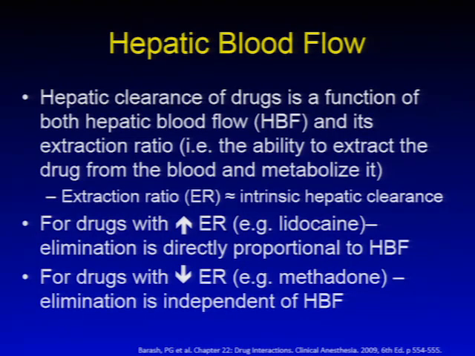Now, for drugs with high extraction ratios, the liver is rapidly able to take them up from the plasma and metabolize them. An example of this is lidocaine. The elimination of these drugs becomes thus directly proportional to hepatic blood flow, and alterations in hepatic blood flow can have profound effects on the elimination pharmacokinetics of these drugs.